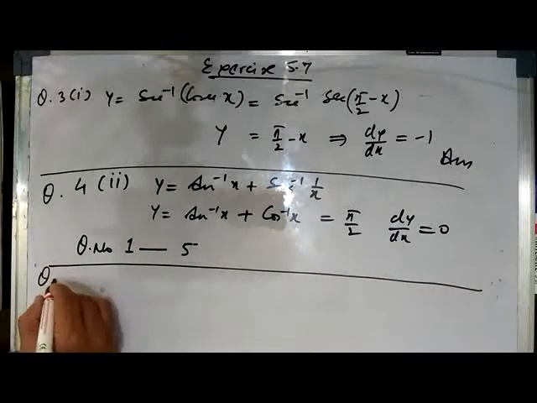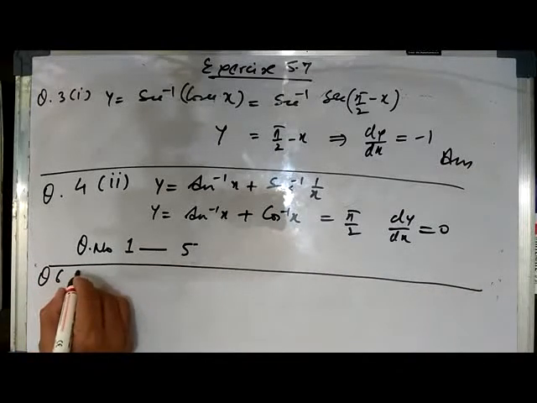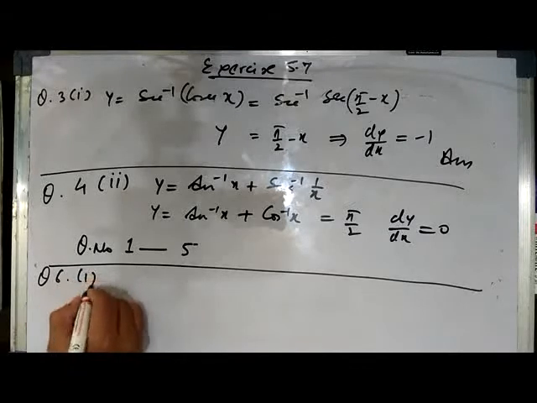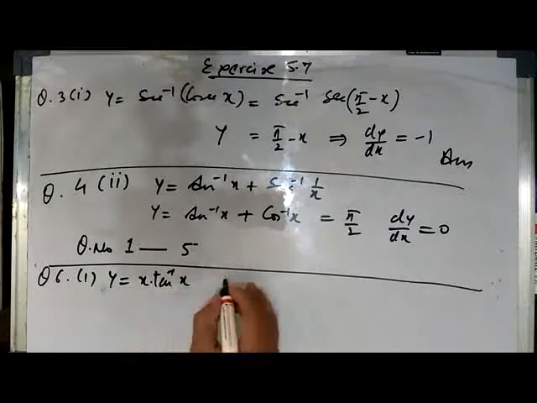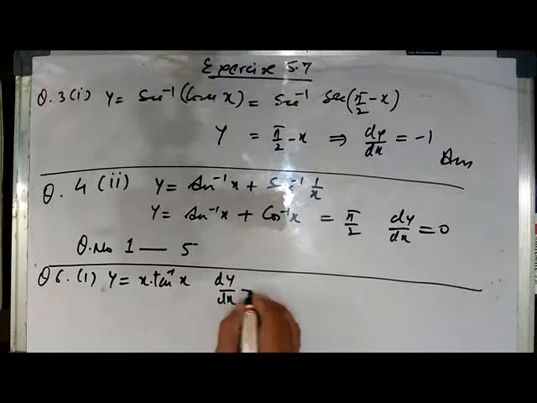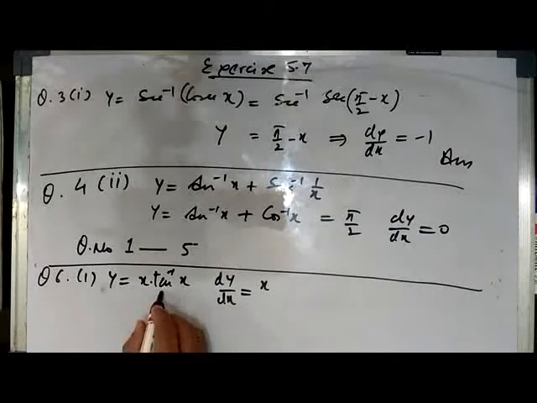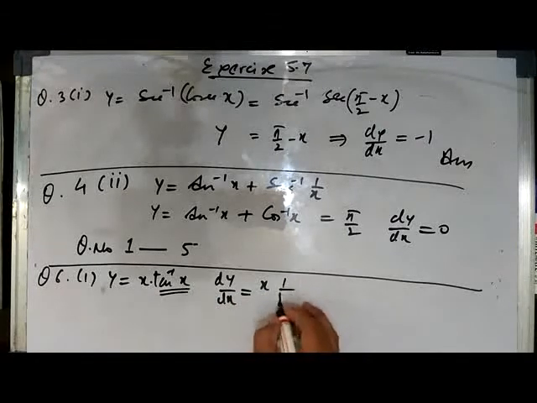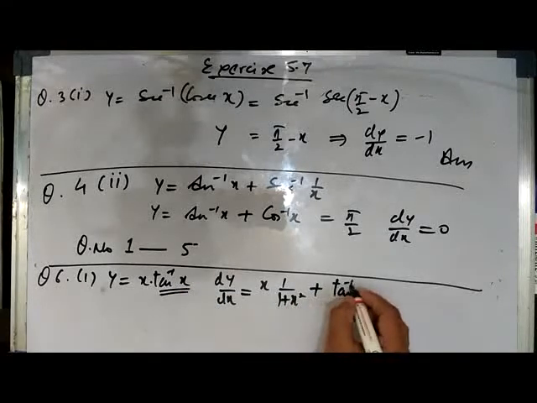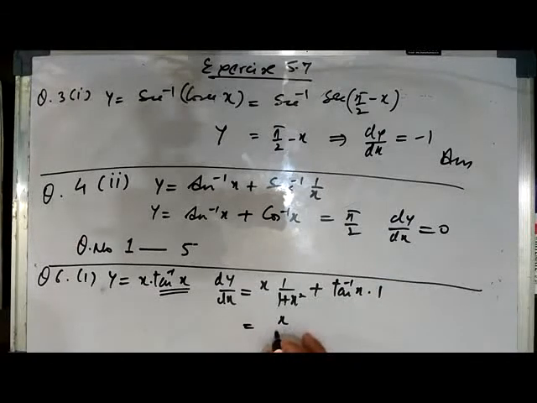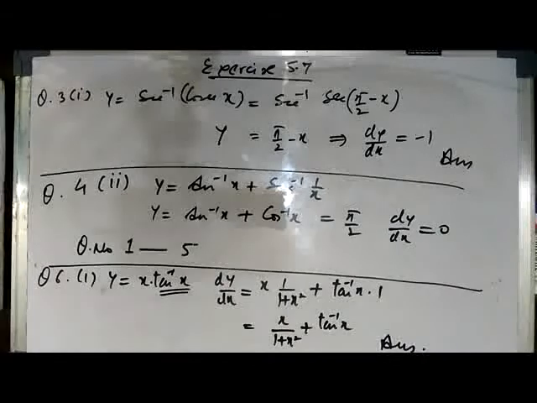What is question number 6? Sixth question, first part, it is y equals x tan inverse x. Since there are two functions, dy/dx is x as it is, differential of tan inverse x as 1 upon 1 plus x square, then tan inverse x as it is and differential of x is 1. So this is going to be x upon 1 plus x square, plus tan inverse x. That is the answer of this question.